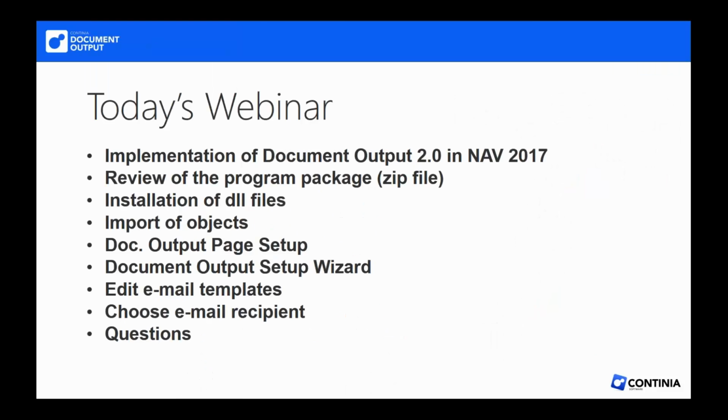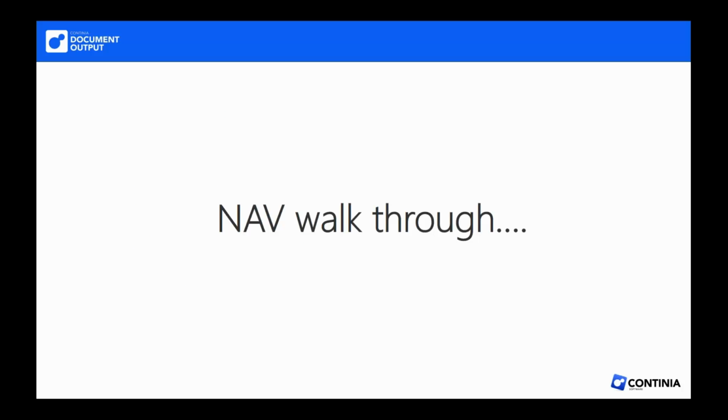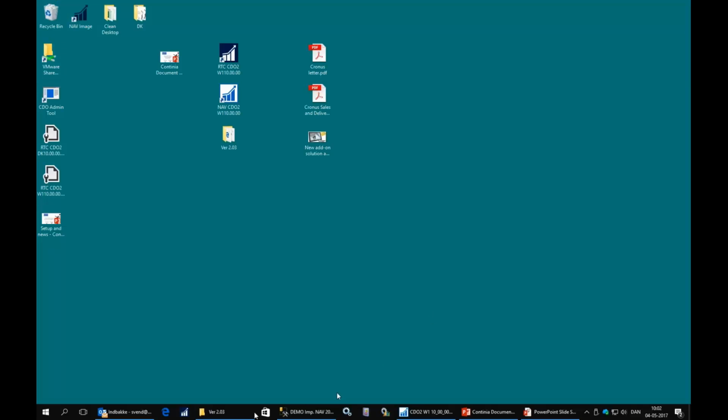Today we will go through the implementation of Document Output 2.0 in NAV 2017: review of the program package, installation of DLL files, import of objects, Document Output page setup, Document Output setup wizard, and edit email templates and choose email recipients. In the end we will go through the incoming questions. So now we get started.